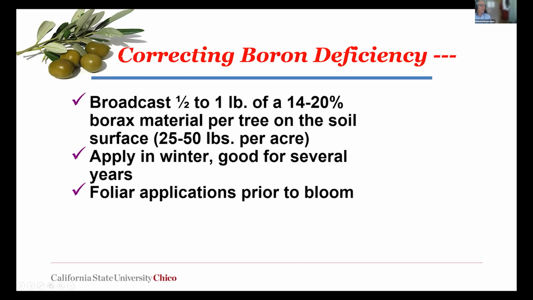So correcting a boron deficiency, you can do this through soil applications, broadcasting 1/2 to 1 pound of a 14 to 20% borax material on the soil, 25 to 50 pounds per acre. Applying it in winter would be a good time, and allow the rain to move it in. You can also, and a lot of growers apply it foliarly prior to bloom, and that has proved to be successful as well. So foliar applications prior to bloom is also very good for boron.